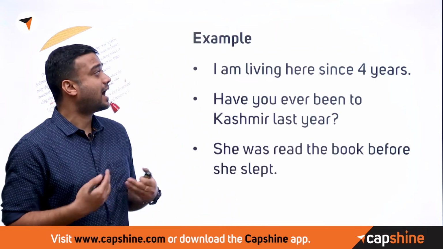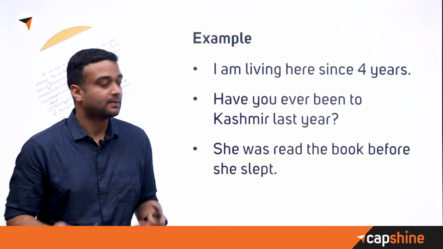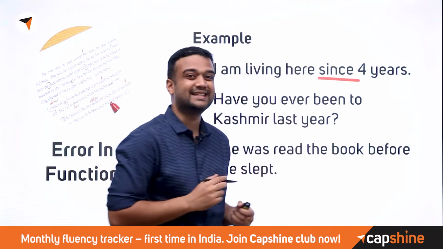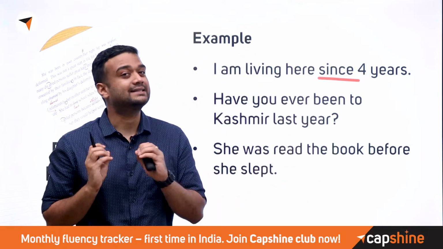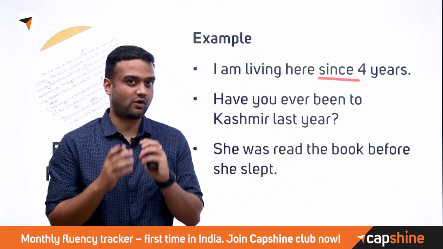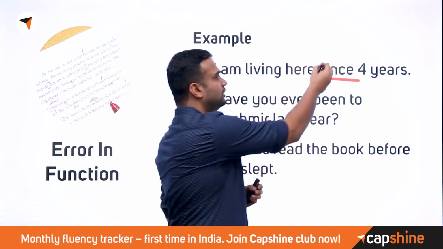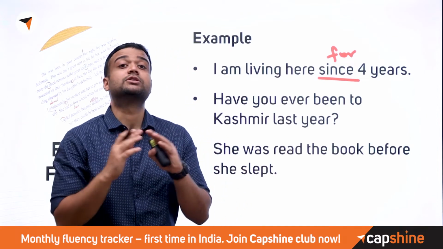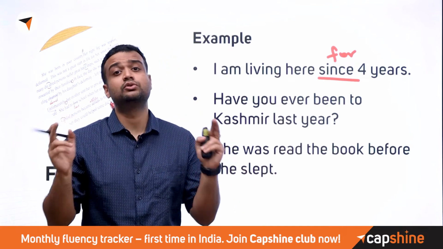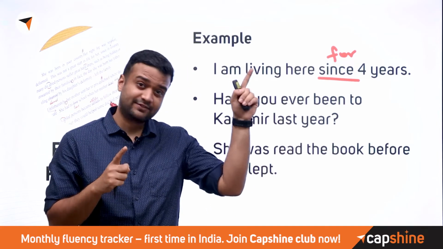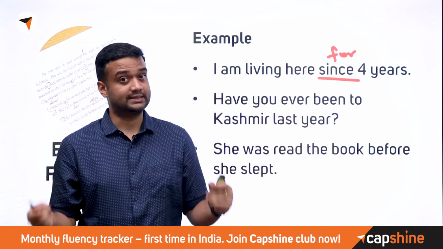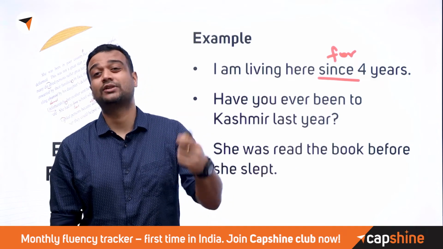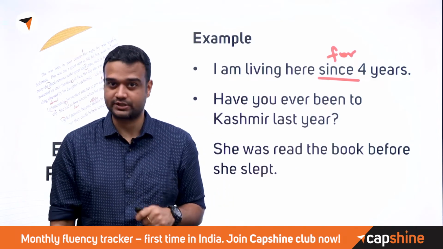For example, "I am living here since 4 years." The problem is, of course, the use of the word "since." Here you do not understand the concept itself of where to use "since." You would use "for" here. Why? Because if you're talking about durations, you would use "for." If you're talking about a specific date to now, you would use "since." "I have been living here since 2016." Now that makes more sense.